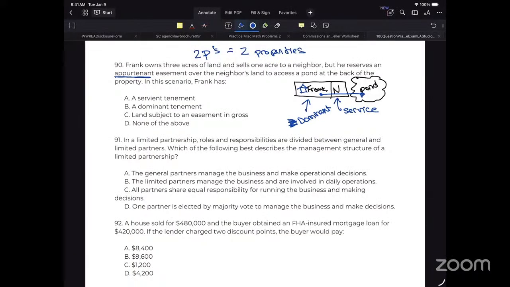It's one property's right to cross another property. If this question had said, instead of an appurtenant easement, a personal easement, then Frank would have had an easement in gross. But since it says an appurtenant easement, there's got to be two properties, and Frank's property is the one doing the crossing, which means Frank has got the dominant tenement.